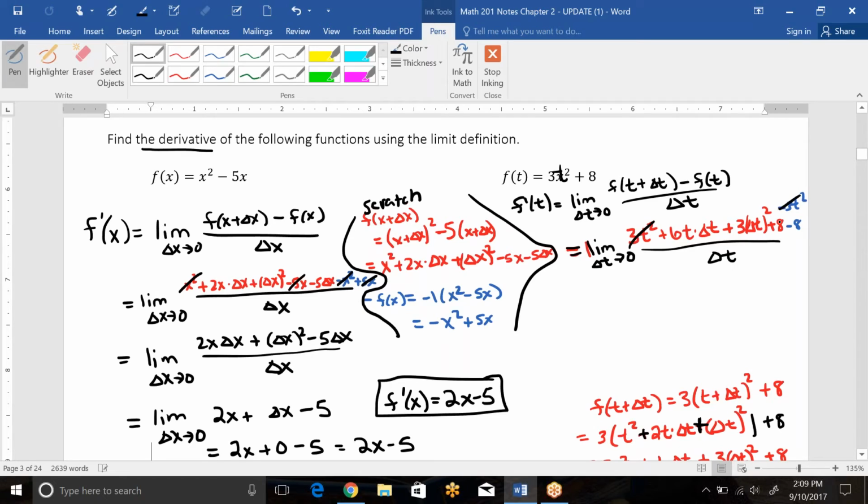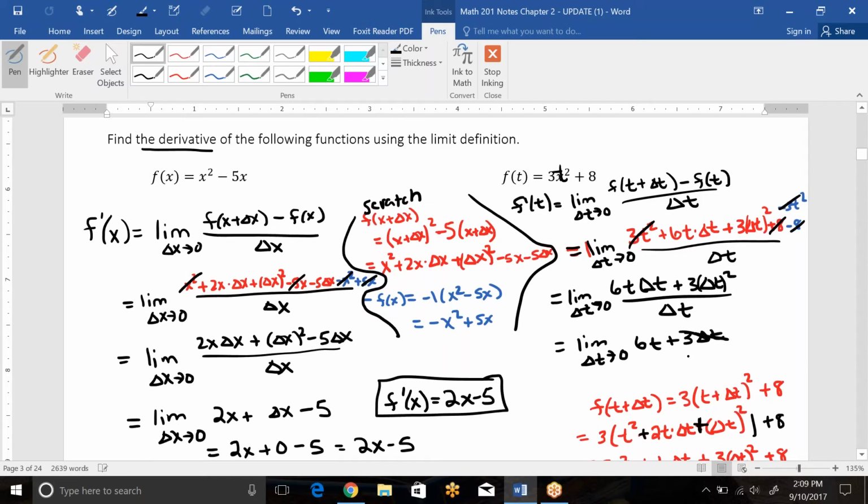So the 3t squareds are gone, the 8 and negative 8 are gone. We're left with the limit as delta t approaches 0 of 6t delta t plus 3 delta t squared all over delta t. Cancel out the delta t's, and we have 6t plus 3 delta t. When we let delta t be 0, that whole term goes away, so it's just 6t. So my derivative for that function is f prime of t equals 6t.